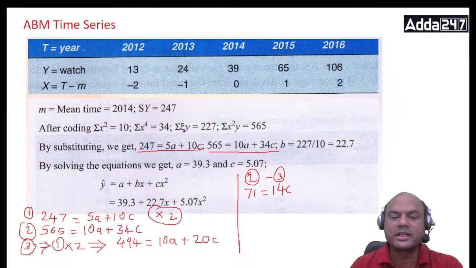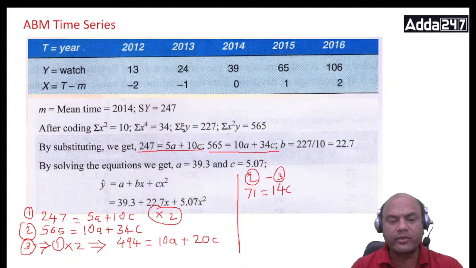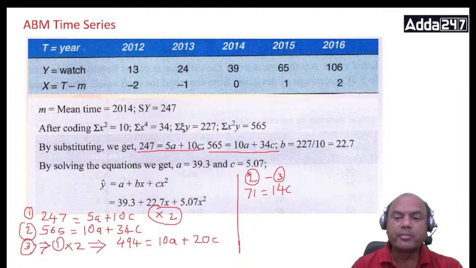Now substitute this c in any of these equations, 1 or 2, anyone. If you substitute it in 1, what happens? 247 equals 5a plus 10 into 5.07. You'll solve this for a, then you'll get a as 39.3. So you've got all the three numbers now: a is 39.3, b is 22.7 and c is 5.07.